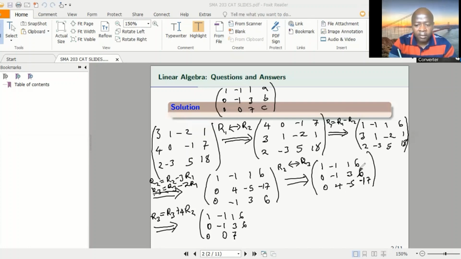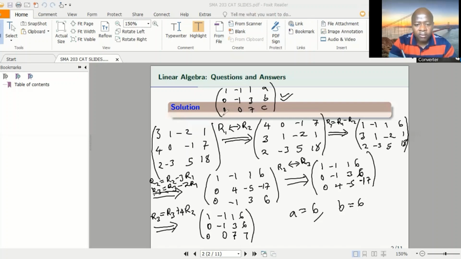And then 4 times 6, which is 24, plus -17. And that gives me 7. So now I have what I wanted to achieve. Because I wanted to achieve 1, -1, 1, A. So my A is 6. I also wanted to achieve 0, -1, 3, B. So my B is 6.